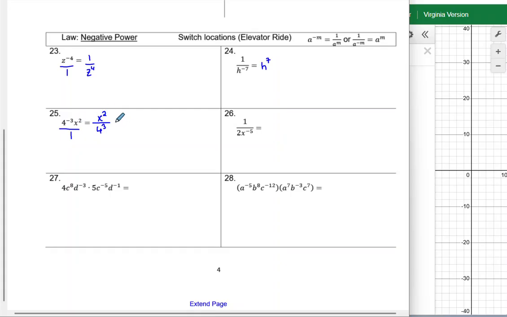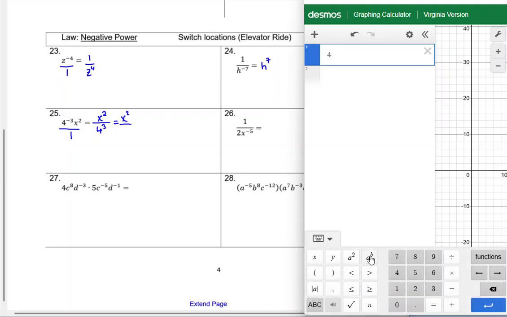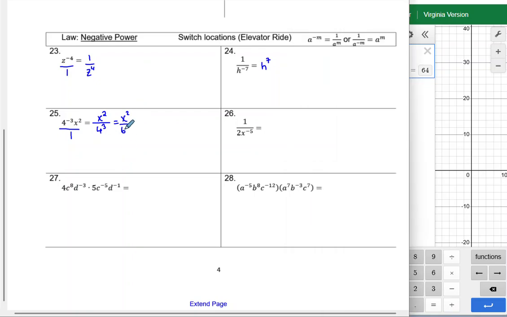You can keep it like this, or if you want to go ahead and evaluate what 4 to the third power is, that's just 4. I use this button right here to the power of 3, which is 64, which is the same thing as 4 times 4 times 4, 3 times.